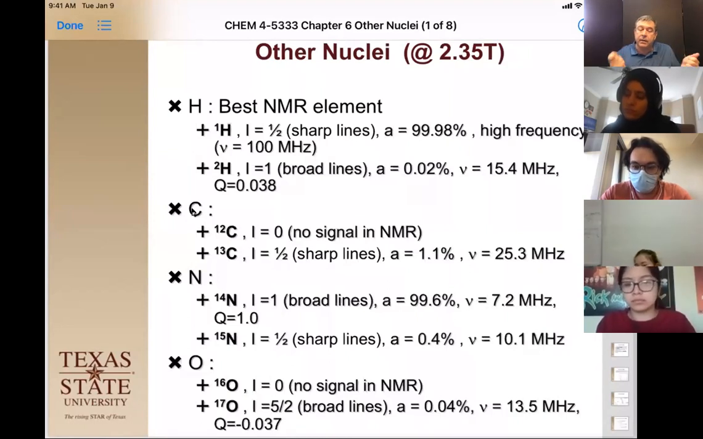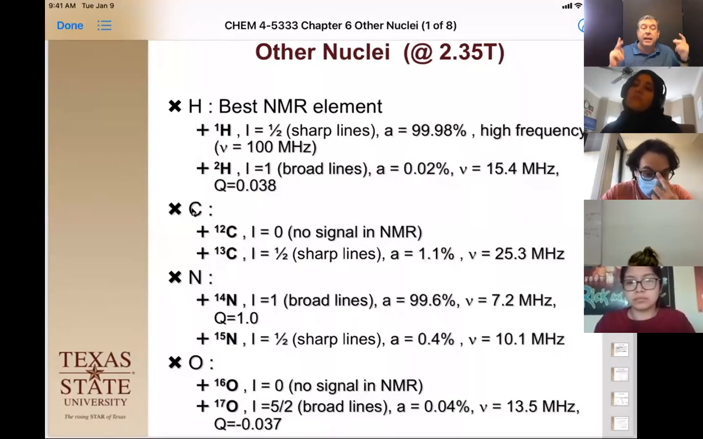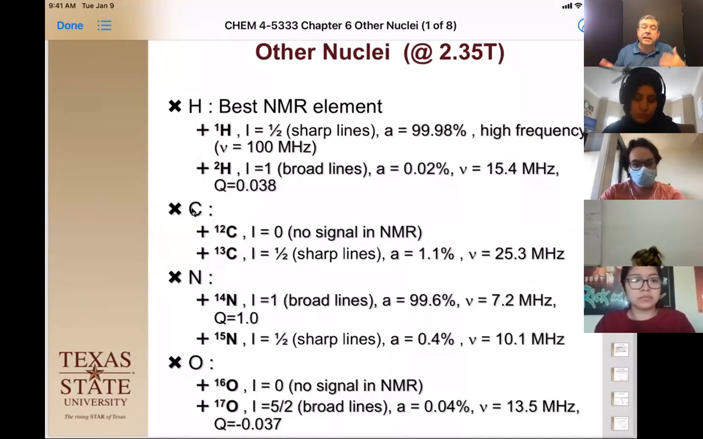Carbon 13 has our great half spin, and even though it has a low natural abundance, its susceptibility is good enough that we can get a clean NMR spectrum. Now, the next two most important nuclei, which are along that second row of the periodic table, are nitrogen and oxygen, okay? Nitrogen 14, obviously an even number, means it's going to have a spin of one, and therefore we don't see it very well in the NMR, although we can see it.